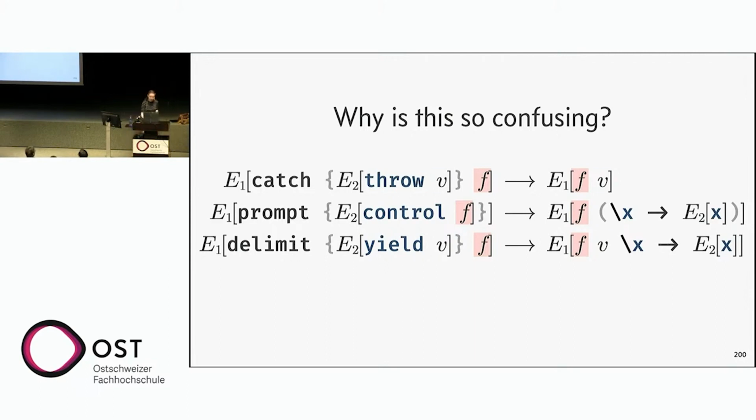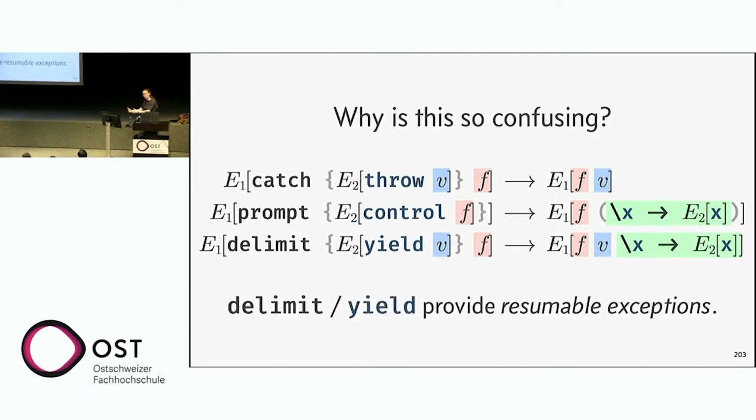So this works very similarly to throw and catch in that yield. Now, you just pass it a value, and that value gets thrown up like an exception gets thrown up. And then we apply this function, which is an argument to delimit, like an argument to catch, to both the value that we threw and the continuation that we captured. And what that continuation that we captured does allows us to resume execution from the point of the yield. And so in a sense, these operations give us resumable exceptions.